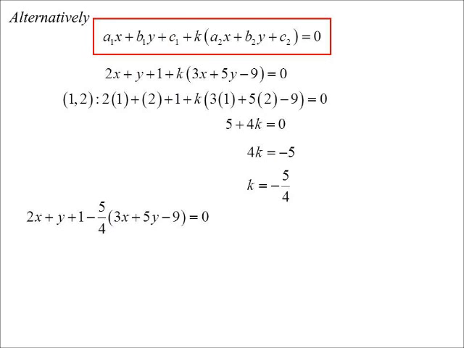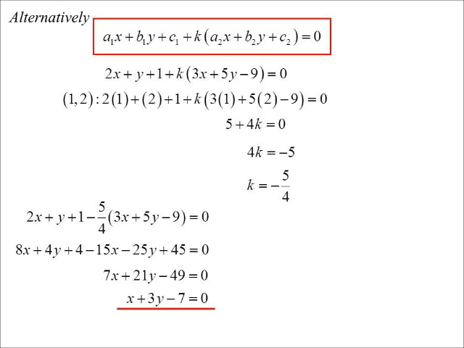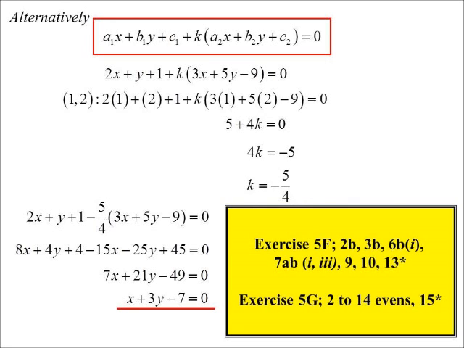Now, it looks rather messy written like that, so we'll tidy it up, multiply by 4 to get rid of the fraction, and group the like terms. It's got a common factor of 7. I'll divide everything by 7 and we get the same equation that we got before. So that's the idea. It certainly saves a lot of time as well.